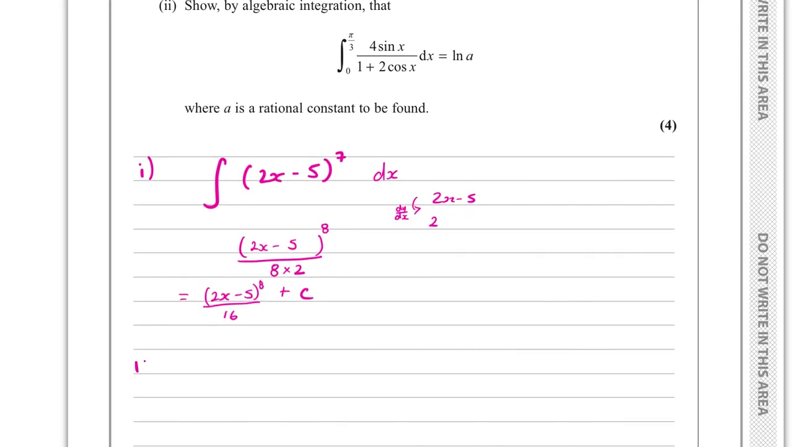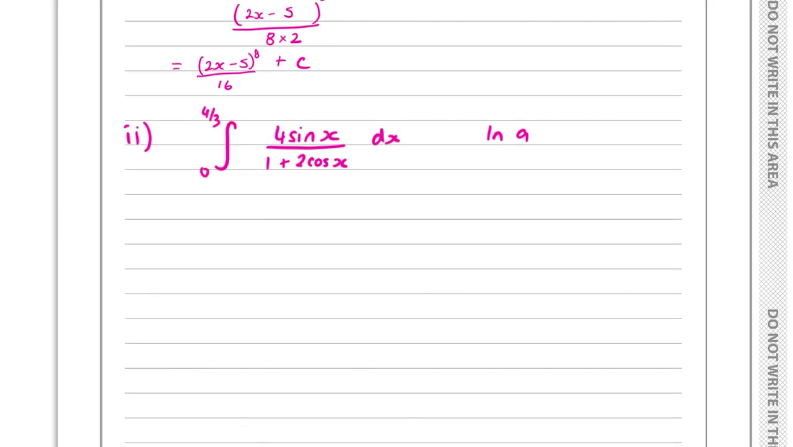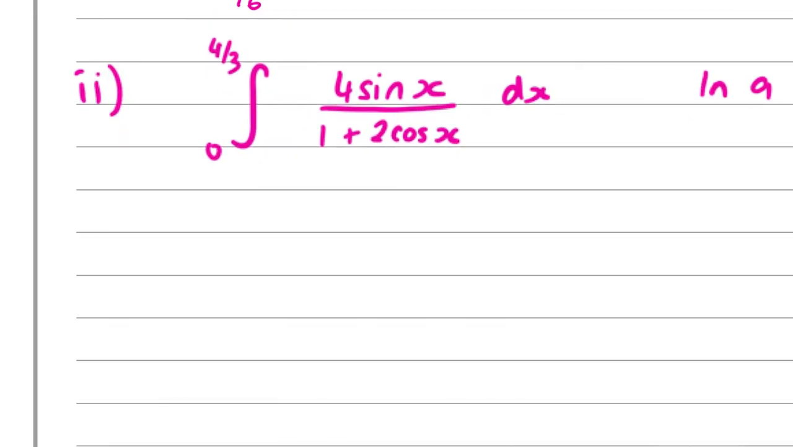Okay, part II. So we want to integrate between 4 over 3 and 0, 4 sine of x over 1 plus 2 cos of x with respect to x. And it wants it in the form ln a. So let's have a look at this. First of all, I'm looking at this and thinking, it's a quotient rule.